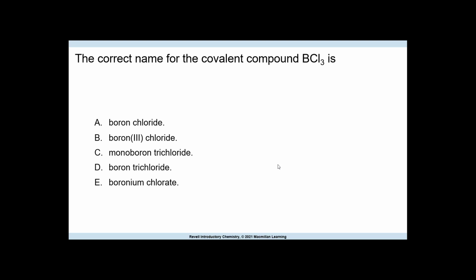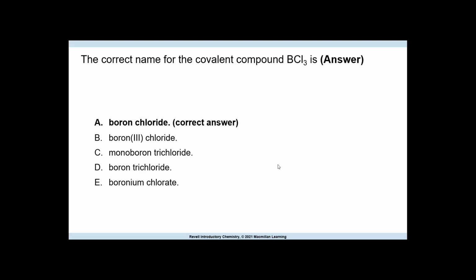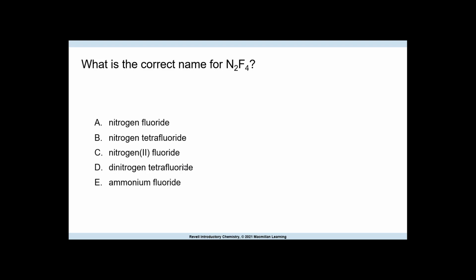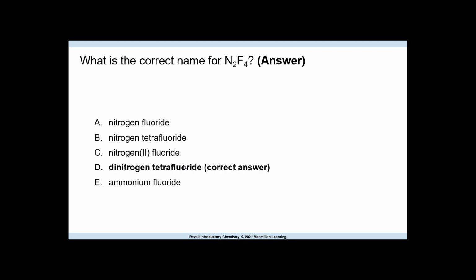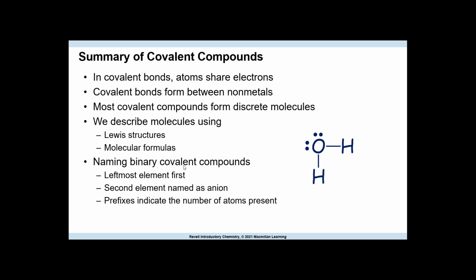The correct name for the covalent compound BCl3, so I'm going to say it's boron and chloride. There's 3 of them, so it would be boron chloride. That's wrong. I didn't even catch that. I apologize. They gave me the slide. That is not right. It is boron. There's a 3 here, so it would be D. Boron trichloride. I'm going to repeat this a few times. Boron, this is totally wrong. This is boron trichloride. What is the correct name for this? So we have 2 nitrogens and 4 fluorides. I'm hoping it's right. Dinitrogen tetrafluoride, that is correct.